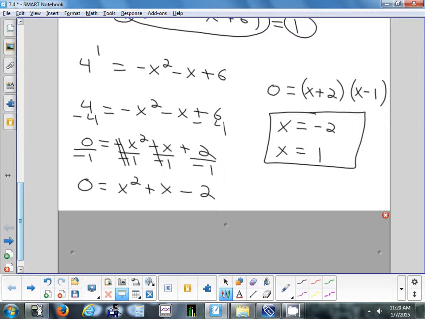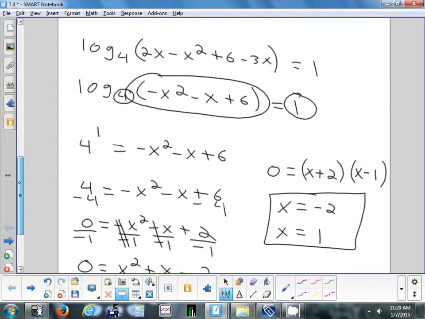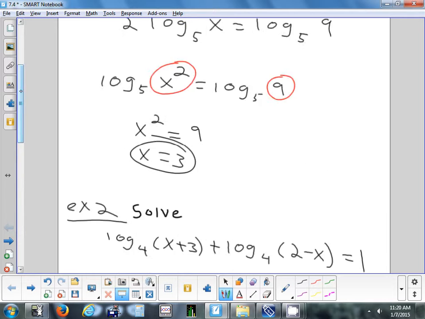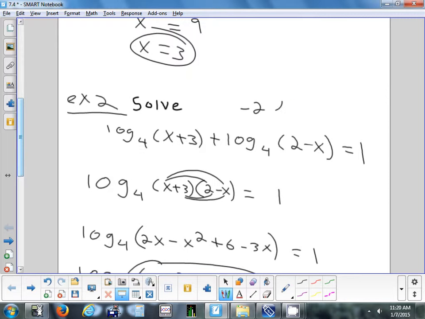The only thing we have to be careful of, because we're dealing with logs, is that the argument is never negative and the base is never negative. So let's look at our original problem. We have -2 and 1. Well, the base is already a number, so you don't have to worry about the base being negative.